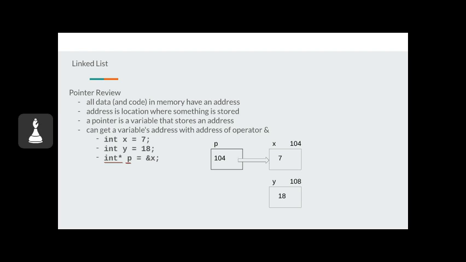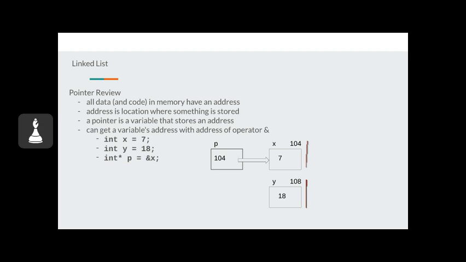So here you can see the variable p is not an integer, but a pointer to an integer. That's what this asterisk means. So p is an integer pointer. X and y are integers, and they store the values 7 and 18 respectively. So over here in the diagram, we have x that has the value 7, and y has the value 18.